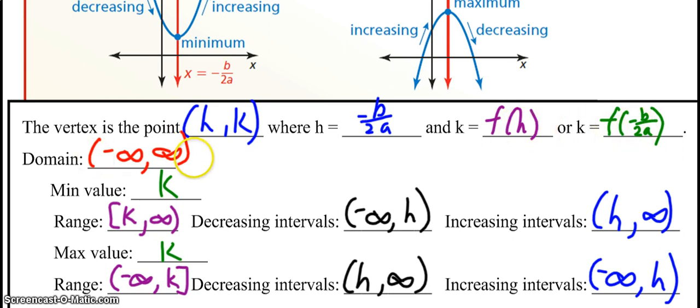The domain is negative infinity to infinity. The minimum or the maximum value are going to be k. If it's a minimum value, then the range is k to infinity. Your decreasing intervals will be negative infinity to h, and increasing will be h to infinity. Again, we saw that on the last example. And then if it's a maximum, the range is negative infinity to k. Decreasing intervals are h to infinity, and increasing are negative infinity to h. These aren't things to memorize, just understand what it means to be increasing and decreasing.